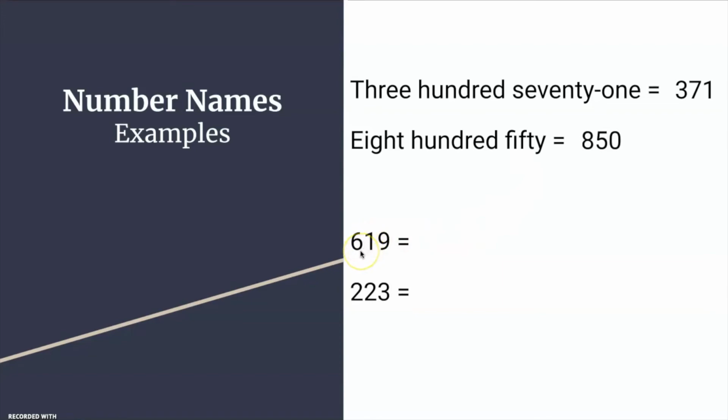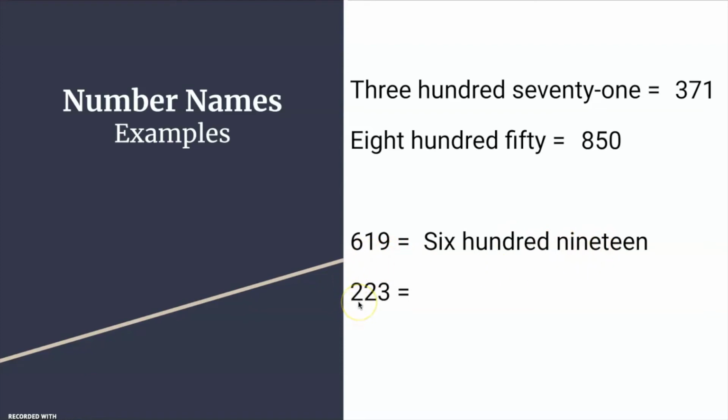All right, 619. For this, I know that this is a 6, so it would be like this, 600. And then this is a 19, so it would be 19. And that's it, because 19 is one word. It's not 10, 9. It's 19.